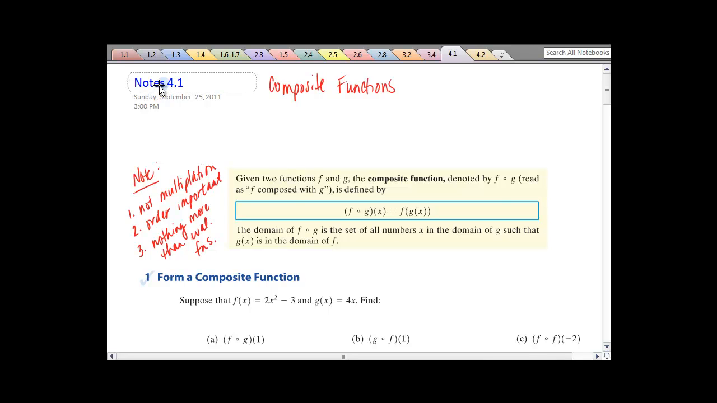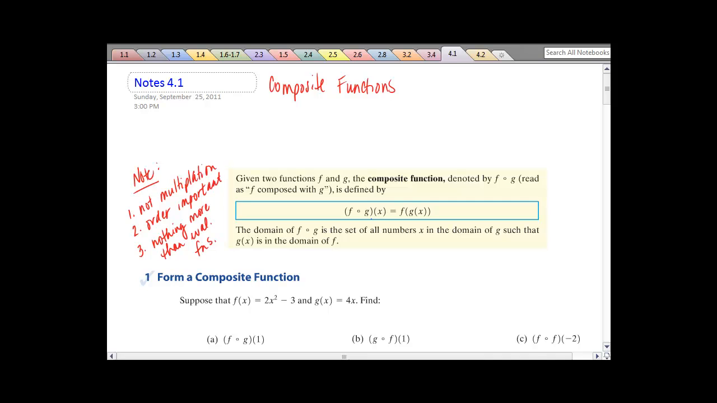In section 4.1, we're going to start off by talking about composite functions. I have a definition given here, and I'm not interested in whether or not you can give me the definition back, but I want to talk about this definition. If we start out with two different functions, function f and function g, then the composite function of these two, which we read as f composed with g of x, is equal to f of g of x.